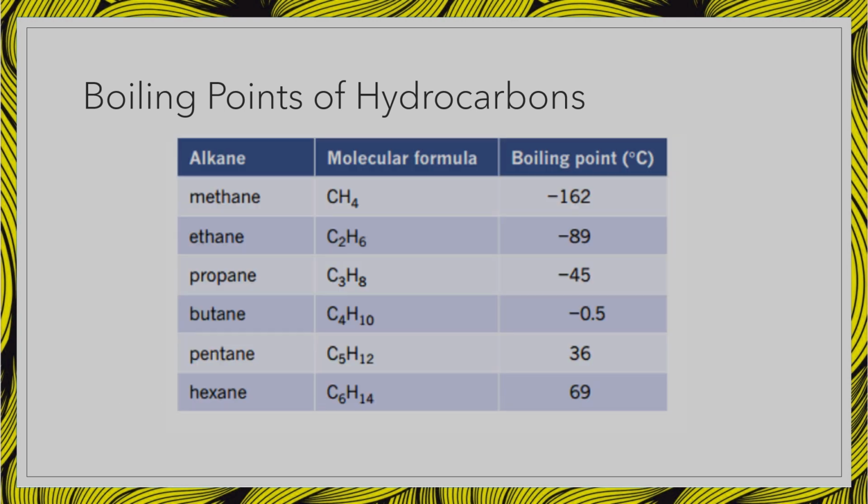So here we go. Methane has a boiling point of negative 162, ethane negative 89, propane negative 45, butane negative 0.5. So it condenses at about the same temperature that water freezes at, approximately. Pentane has a boiling point of 36, hexane 69.